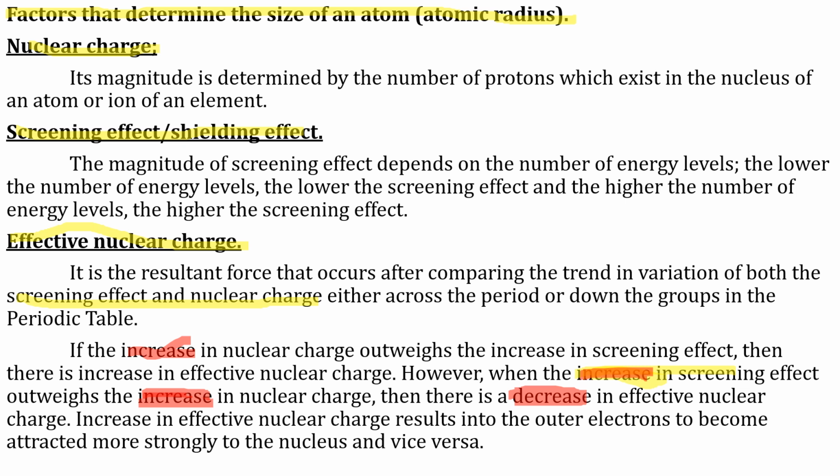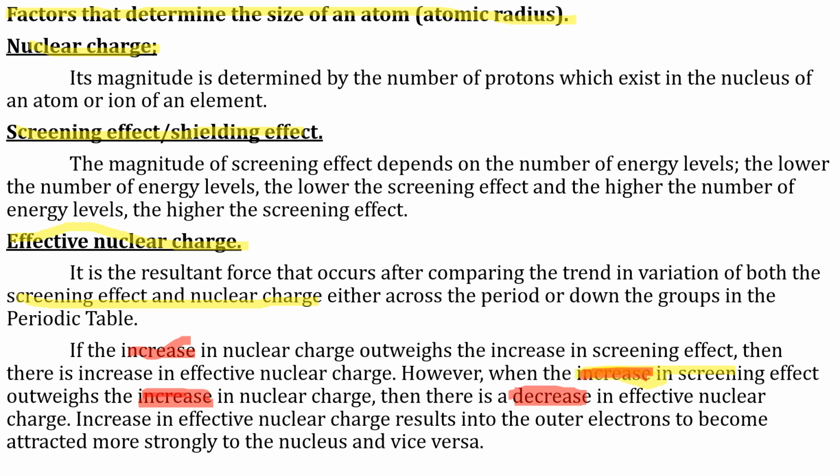So here we are having a continuation, and it's saying that an increase in effective nuclear charge results in the outer electrons becoming attracted more strongly to the nucleus, and vice versa. As I told you earlier in the previous slide, if effective nuclear charge increases, the outermost electrons are going to experience stronger nuclear attraction, and if they experience stronger nuclear attraction, that means that we shall have a decrease in atomic radius.